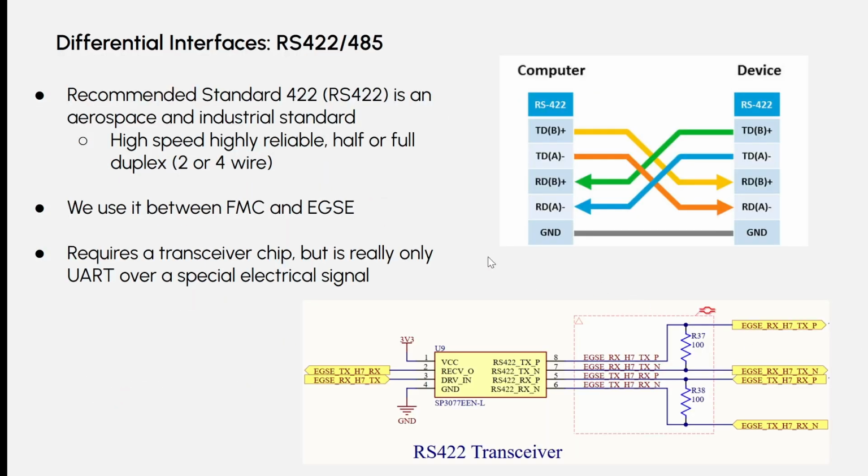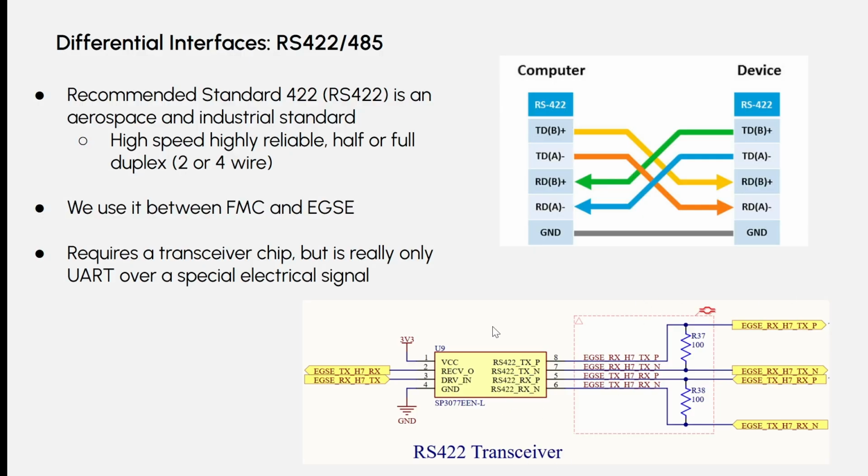Another differential interface we use is RS422/485. They're effectively the same thing, but for different applications. 422 is only point-to-point, like UART, where you have device A and device B talking to each other. You can't do much better than that. 485 is a slight variation on the way the electrical stuff is laid out inside the chip, which allows you to have, sort of like CAN, multiple devices on the same bus.